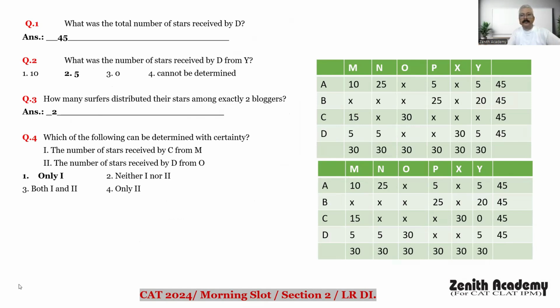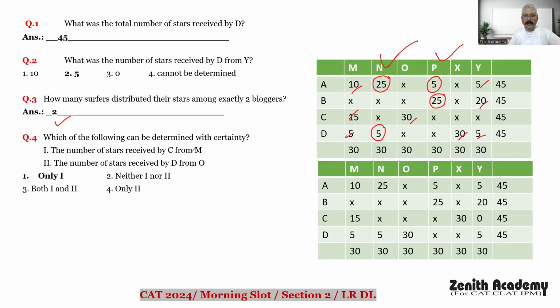How many surfers distributed their stars among exactly 2 bloggers? Exactly 2 bloggers. So here this N gave 25 to A and 5 to D, and here P gave 5 to A and 25 to another. Otherwise he is giving to 3 bloggers, and O is giving to 1 only. So it means 2 cases, this one and this one. The answer is 2.